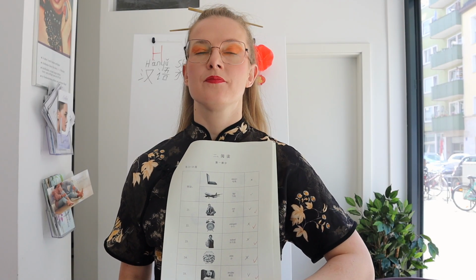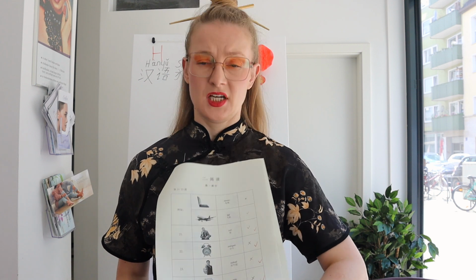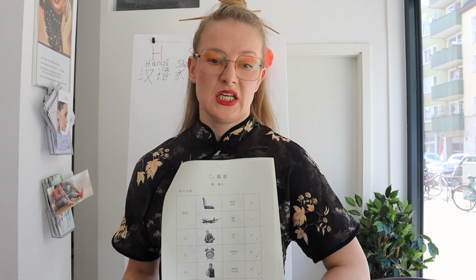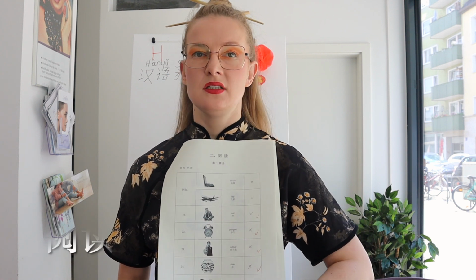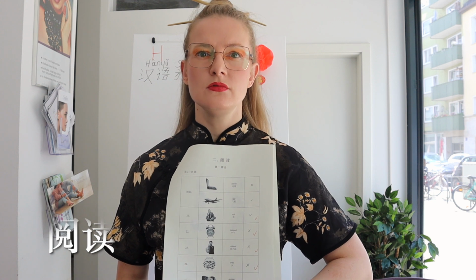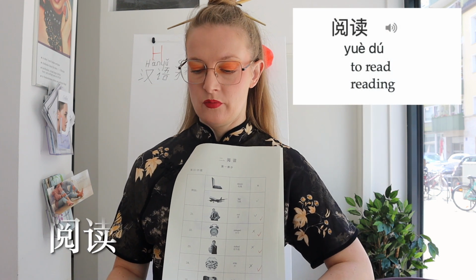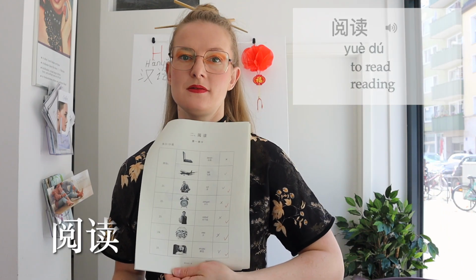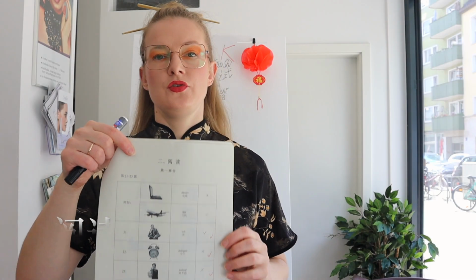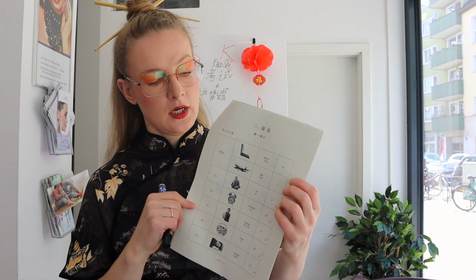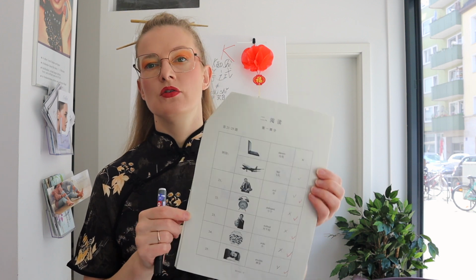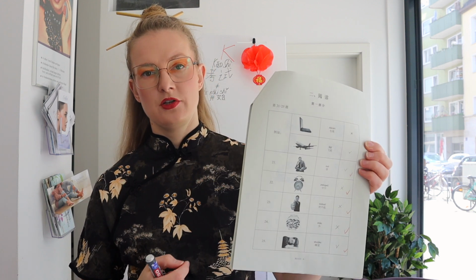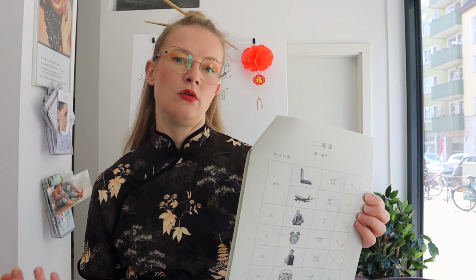第二部分, reading comprehension. I don't know yet how to say it in Chinese. Something with 书 or 读. So reading comprehension. Let me walk you through those exercises. What you need to do here is to put a tick or a cross next to the picture based on your knowledge. That's all.